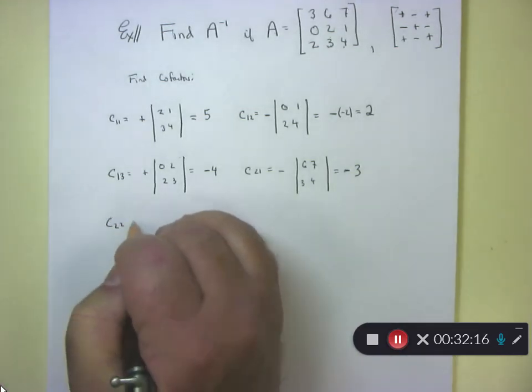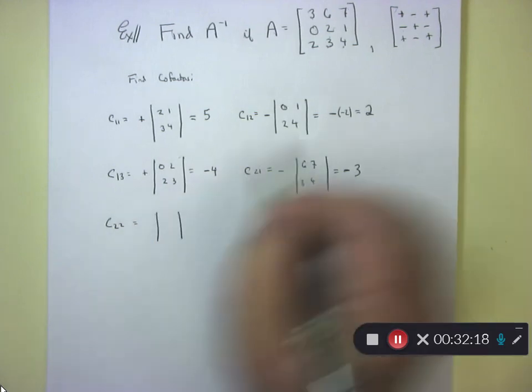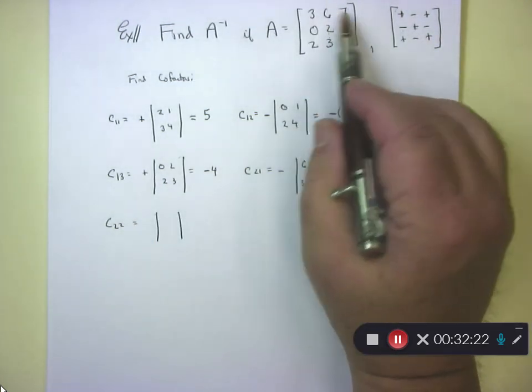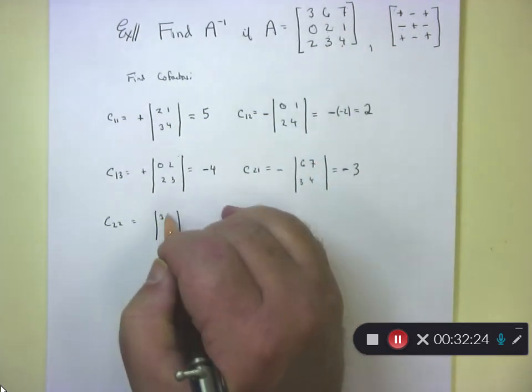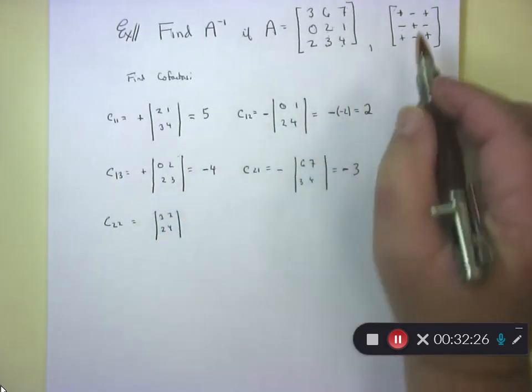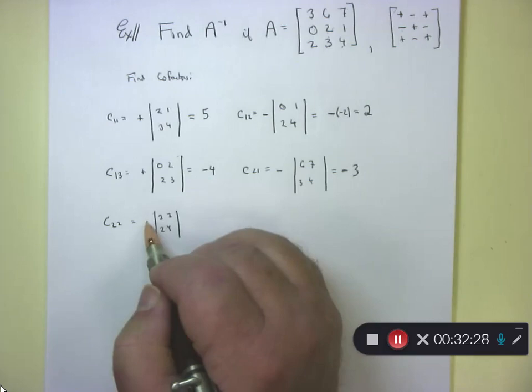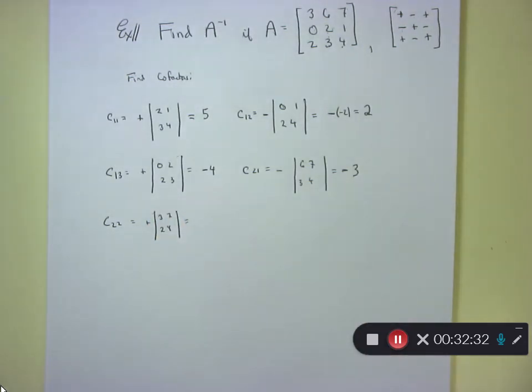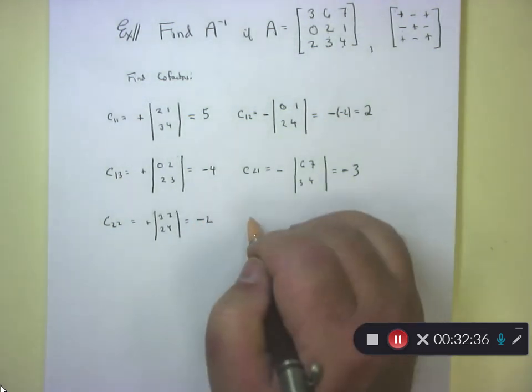C22. C22 is where the 2 is at. Knock off the row and column with it. 3, 7, 2, 4. And that's your middle term there, so that's going to be plus. So that's 12 minus 14. 12 minus 14 is negative 2.